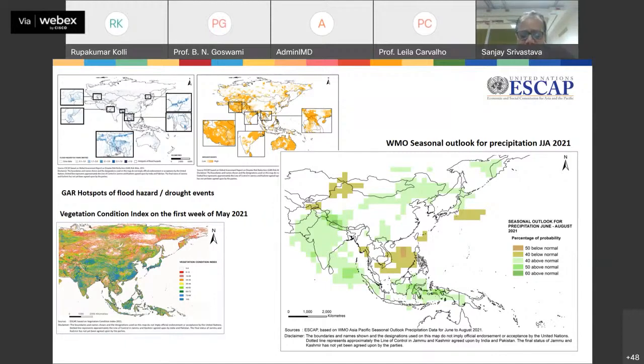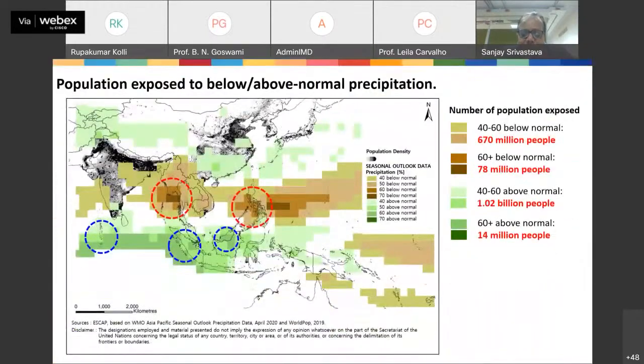The next slide is to show you, when you intersect this monsoon, Asian monsoon forecast, what is very clearly, we have used the gridded WorldPop data. It's a very standard gridded information which UN DESA has produced. The population worldwide is in digital form.